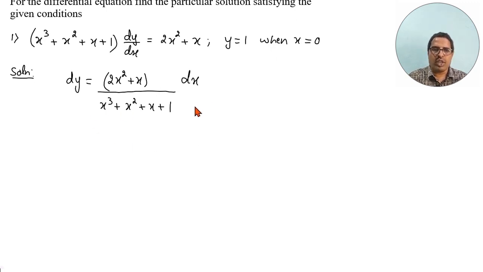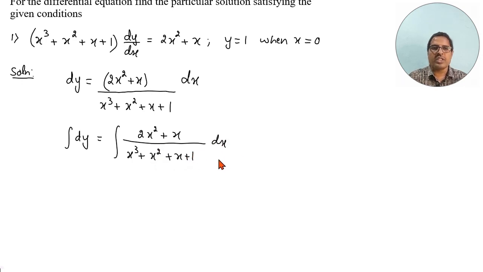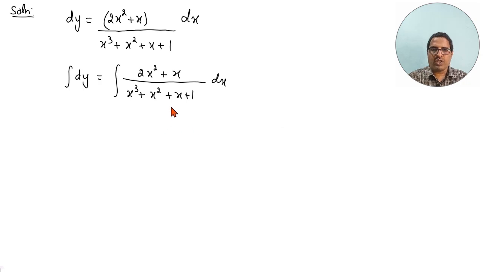The variables are separated, you can just integrate it. So if I apply the integral, it is integral of dy equals integral of 2x square plus x divided by the denominator x cube plus x square plus x plus 1 times dx. However, we cannot solve this problem directly by substitution method. We will solve this by partial fraction method. So for that, let us see, can we factorize the denominator over here.